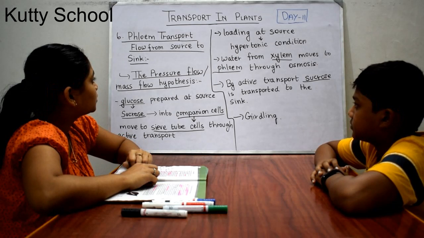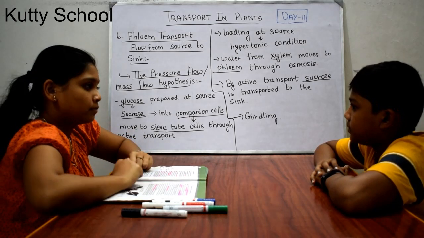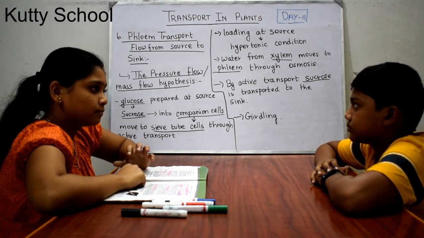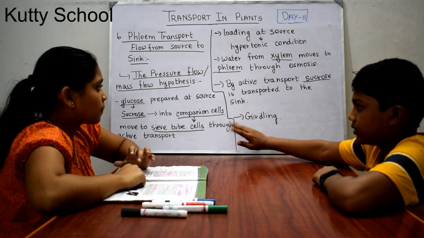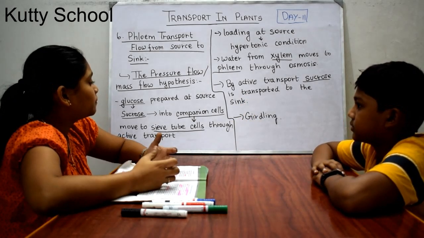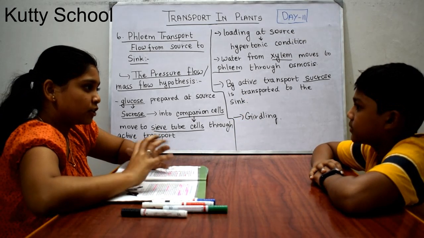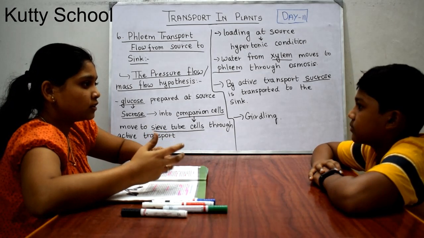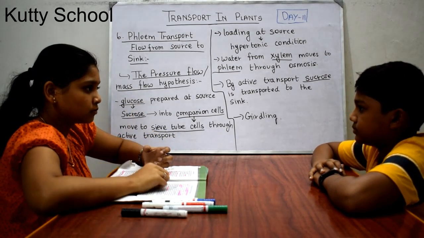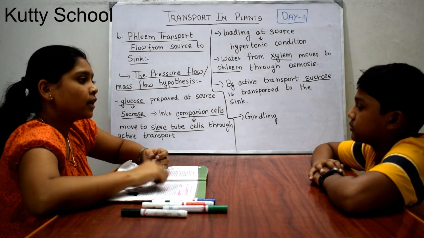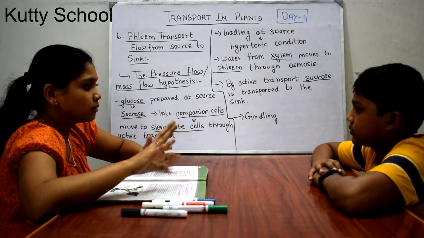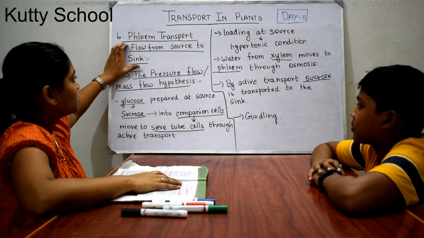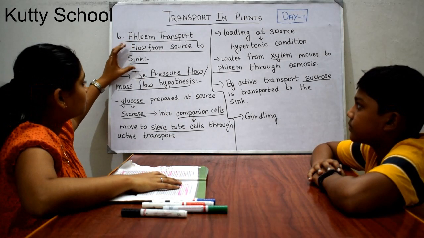So what is the source and sink with respect to phloem, that is, with respect to food materials in the plant? Source is generally the production area, which is the leaves. Leaves do photosynthesis and prepare food materials, so they act as source. Sink is the other parts of the plant, like roots, stems, and other branches.